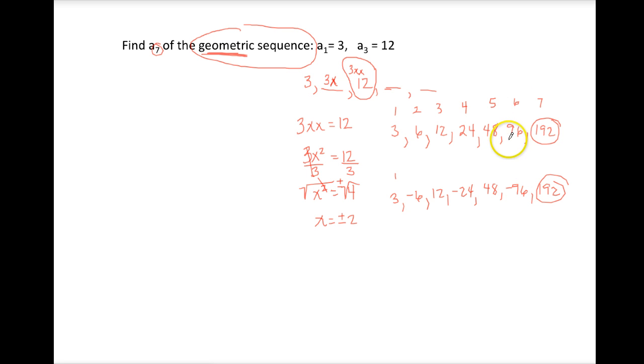If they had asked for the sixth term, we would have had opposite signs, but again, I will accept either of their answers, whether you select to go the positive or the negative.